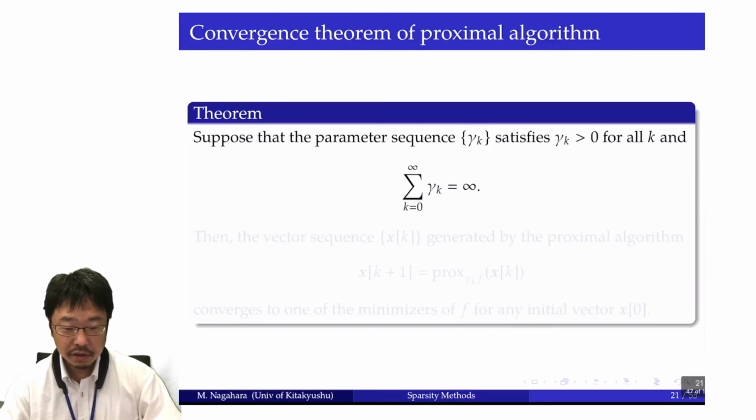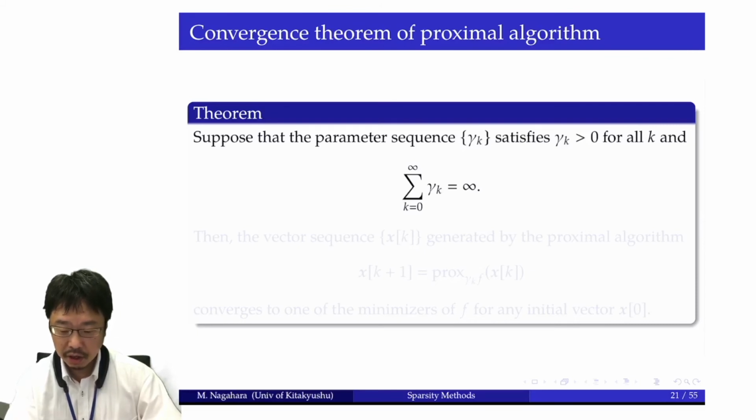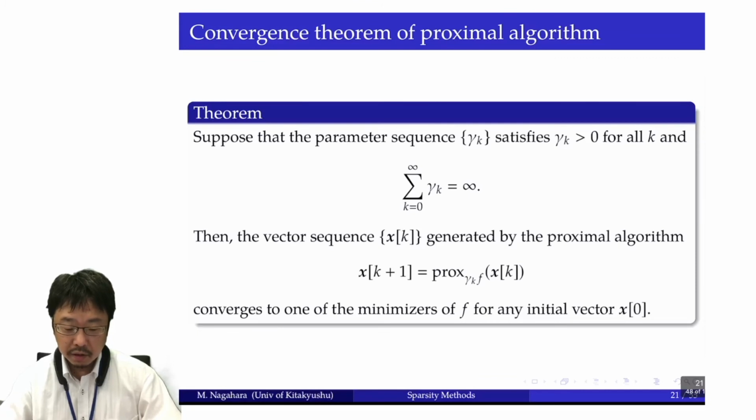For the convergence of the proximal algorithm, we have this theorem. Suppose that the parameter sequence gamma k satisfies gamma k positive for all k, and the sum of gamma k is infinity. Then the vector sequence xk generated by the proximal algorithm of this converges to one of the minimizers of f for any initial vector x0.